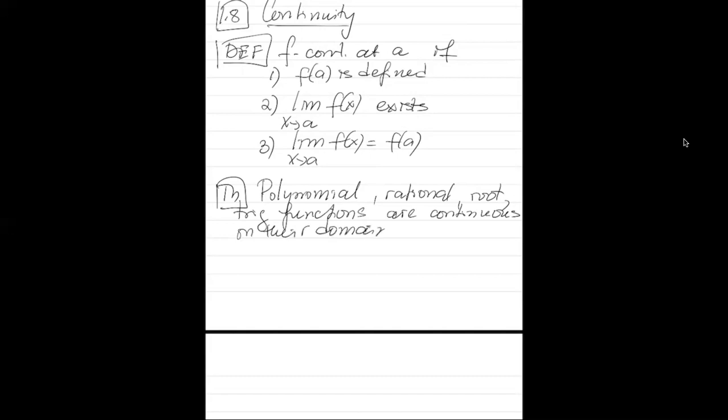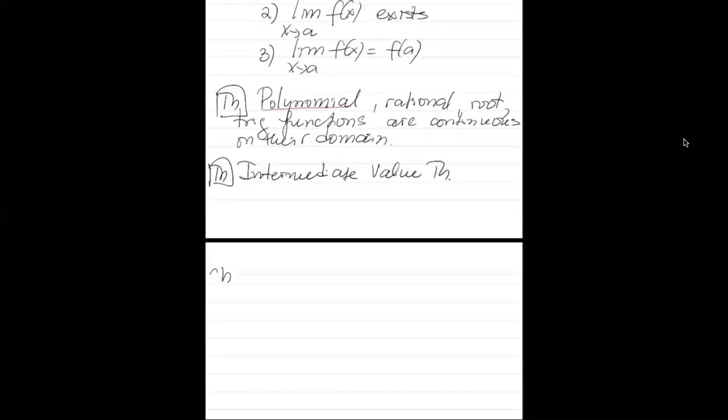Now, the polynomial functions are defined everywhere, so they are continuous everywhere. The rational, root, and trig functions are continuous on their domains. Okay, there is another theorem here, the intermediate value theorem. I'm going to ask you to look it over and review it. Just make sure you understand it. And I'm going to go to chapter 2.